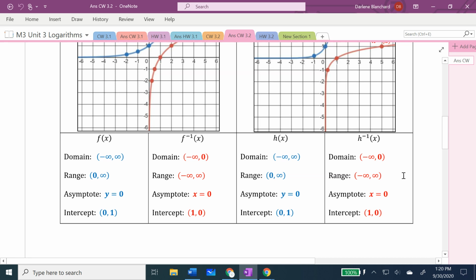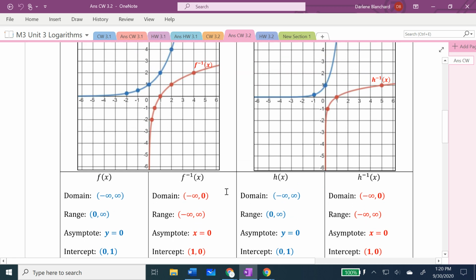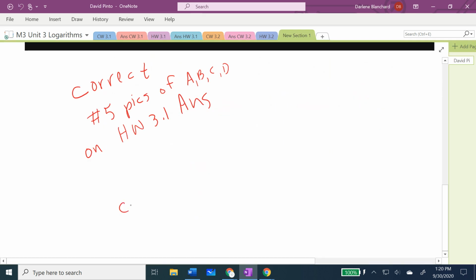Wait. Okay, yeah. Wait, no. What did I do? I wrote that wrong. I need to fix that now too. So the domain should say 0 to infinity. And I need to remind myself to change that. That is classwork answers 3.1.